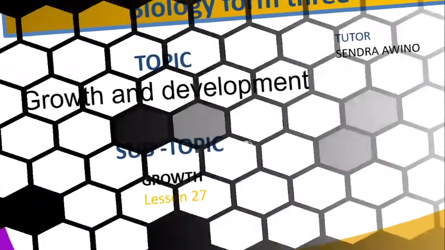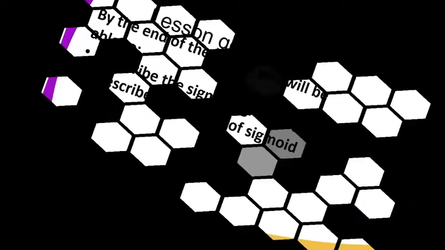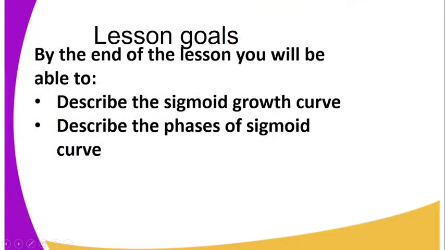By the end of the lesson, you will be able to, number 1, describe the sigmoid growth curve, and number 2, describe the phases of the curve.